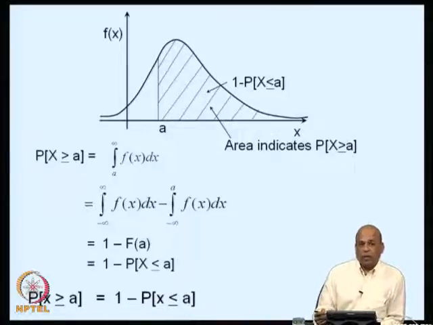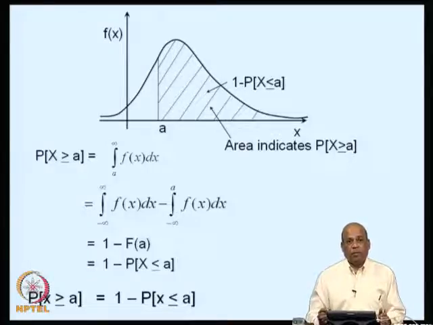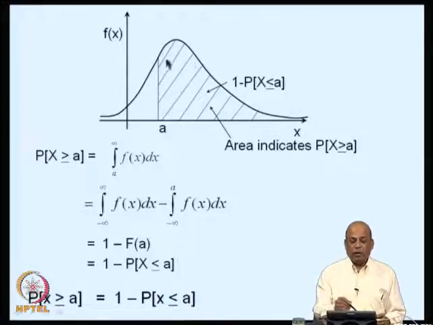So, we will now look at how we use the PDF to obtain various probabilities. As I mentioned earlier, if you are interested in getting the probability of the random variable taking on certain values in a certain region, you identify the region under the PDF and integrate the PDF over that particular region. Let us say you are interested in the probability of X being greater than or equal to a specified number. This is the region in which X is greater than or equal to a. Now, because the total area under the PDF is 1, this region will also indicate 1 minus the probability of X being less than or equal to a, which we will presently see.